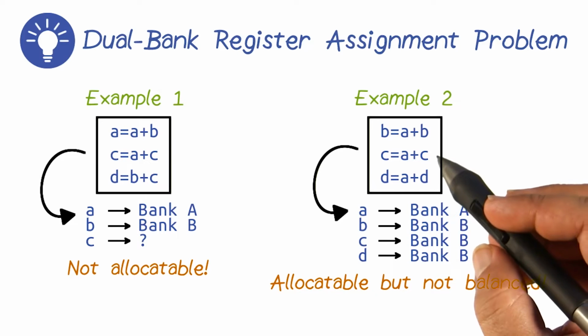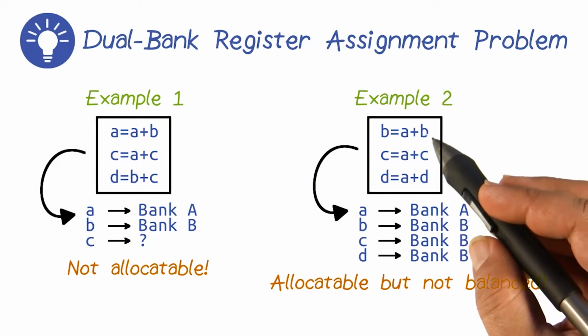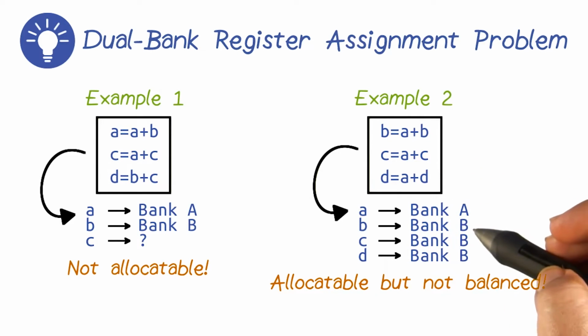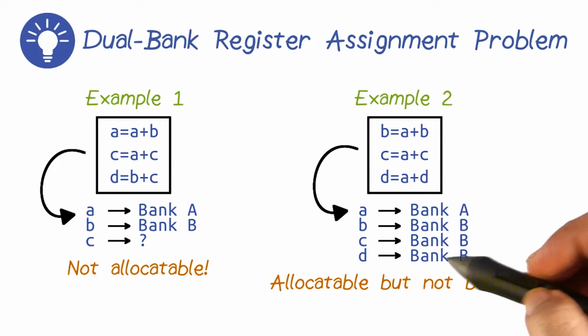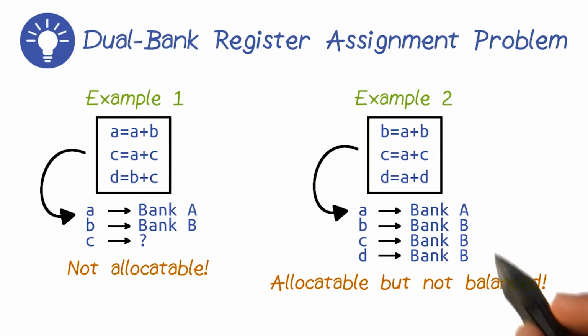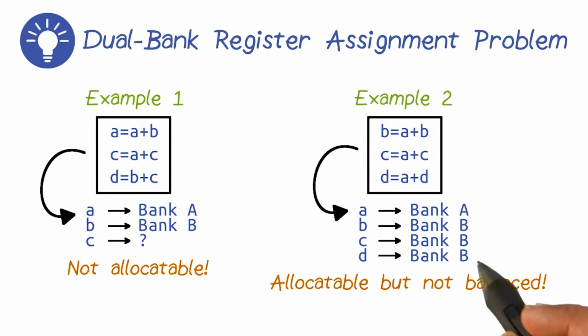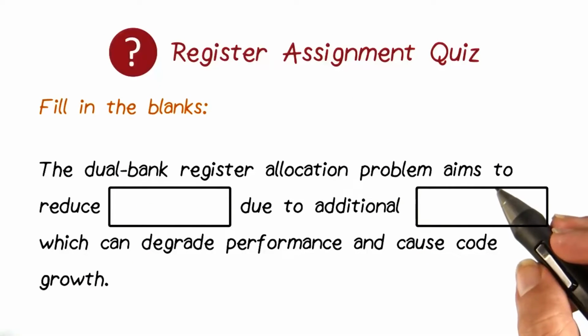But then you can easily see here that we have only 1 operand in bank A and 3 operands in bank B, which means that the allocation is possible, but it puts a tremendous register pressure on bank B, and therefore we could soon run out of the 64 registers, and that could create an issue in terms of insufficient registers. So students, let's check our knowledge of register assignment in terms of the dual bank register allocation problem.